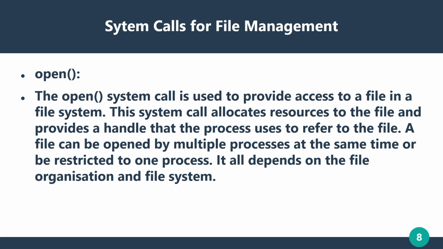Open. The open system call is used to provide access to a file in a file system. This system call allocates resources to the file and provides a handle that the process uses to refer to the file. A file can be opened by multiple processes at the same time or be restricted to one process. It all depends on the file organization and file system.